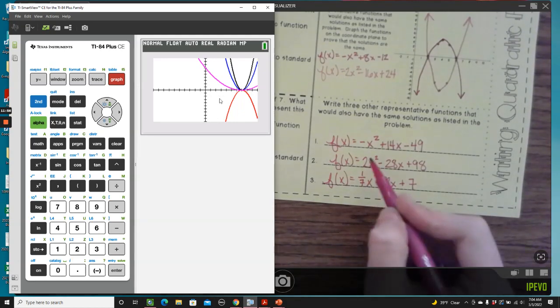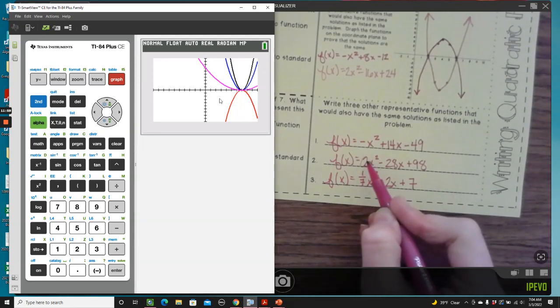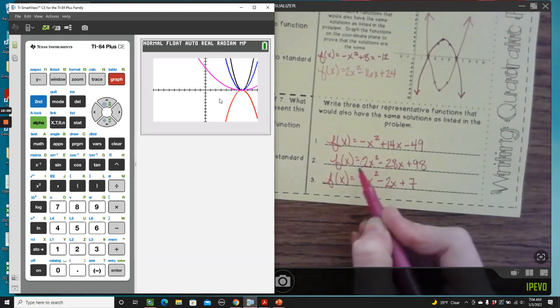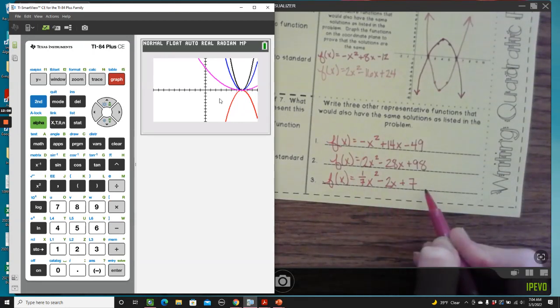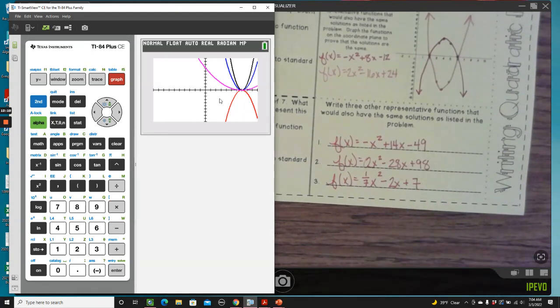So you can see that multiplying the entire quadratic by a number greater than 1 makes the parabola skinnier. If we divide the entire thing, or we multiply the entire thing by a number less than 1, it makes it big and fat. It stretches it out.